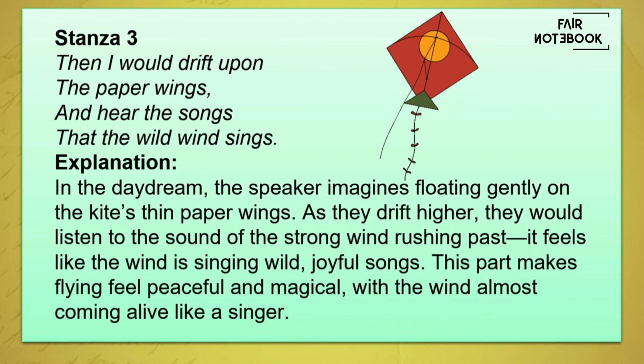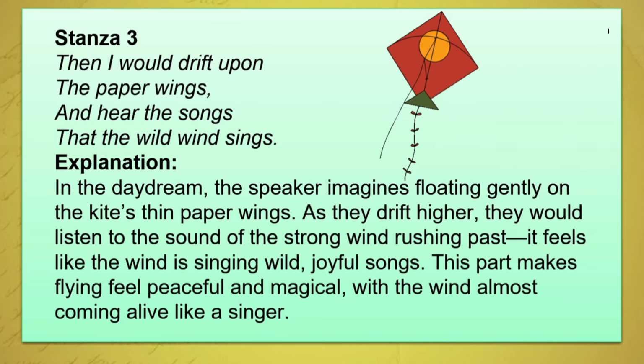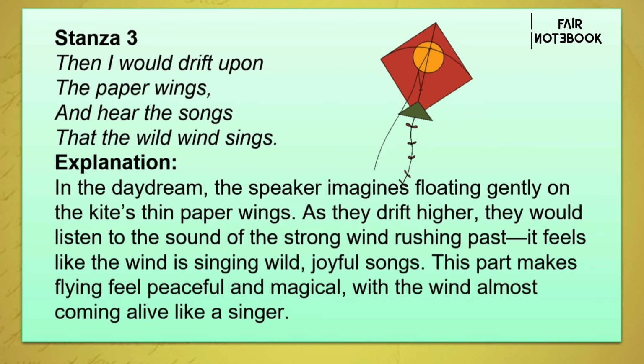Stanza 3. Then I would drift upon the paper wings and hear the songs that the wild wind sings. Explanation. In the daydream, the speaker imagines floating gently on the kite's thin paper wings. As they drift higher, they would listen to the sound of the strong wind rushing past. It feels like the wind is singing wild, joyful songs. This part makes flying feel peaceful and magical, with the wind almost coming alive like a singer.